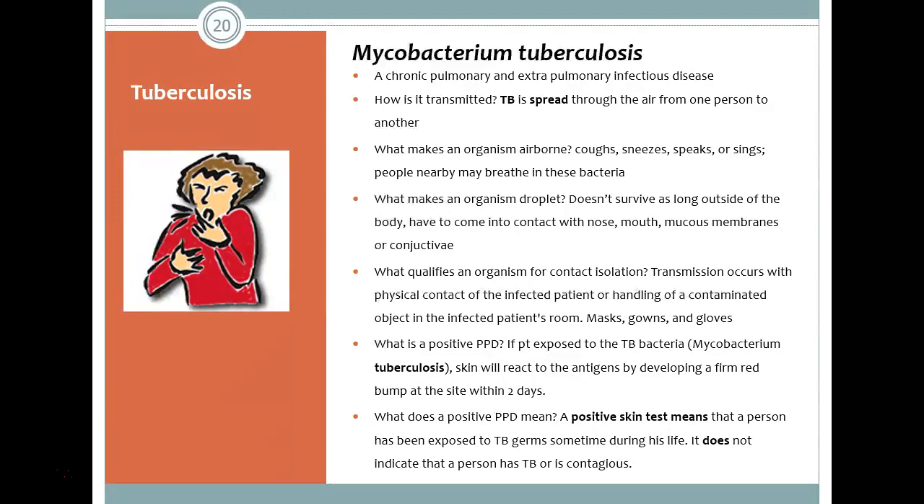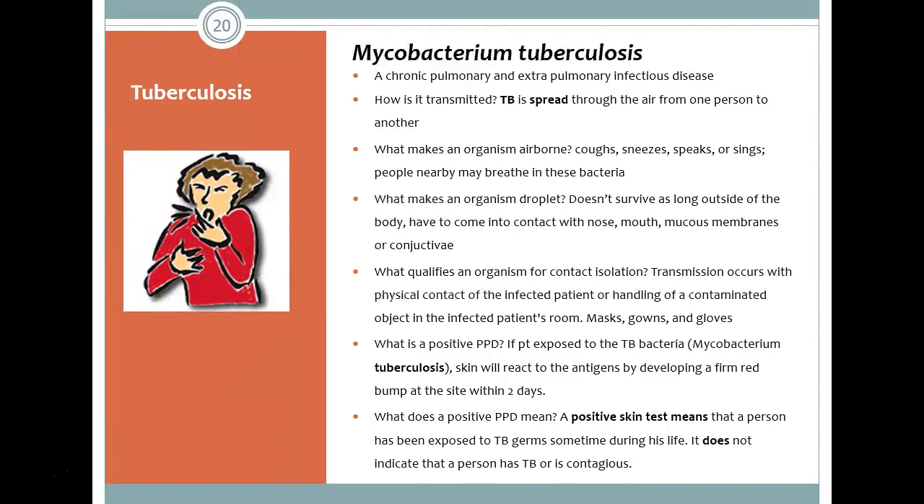So what makes an organism droplet versus airborne precaution? Droplet precaution is when the bacteria doesn't survive long outside of the body. That means it literally has to come in contact with someone else's nose, mouth, mucous membranes, or conjunctiva to spread the bacteria. Airborne literally means that the bacteria is strong enough to survive in the air, and therefore all patients breathing in the same air will be at risk for catching that bacterial infection.